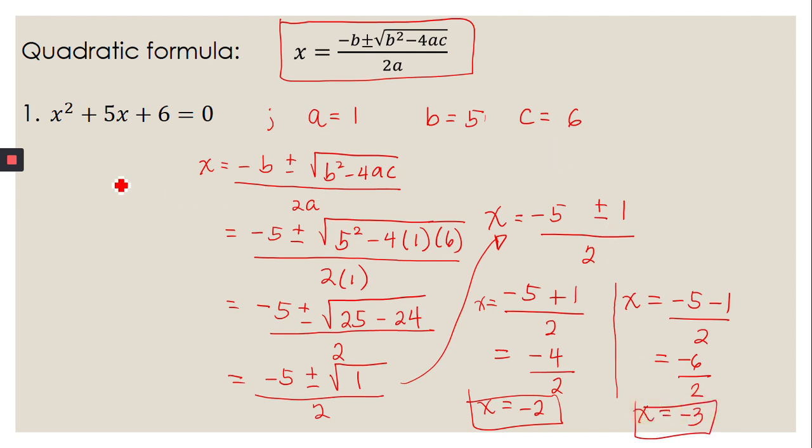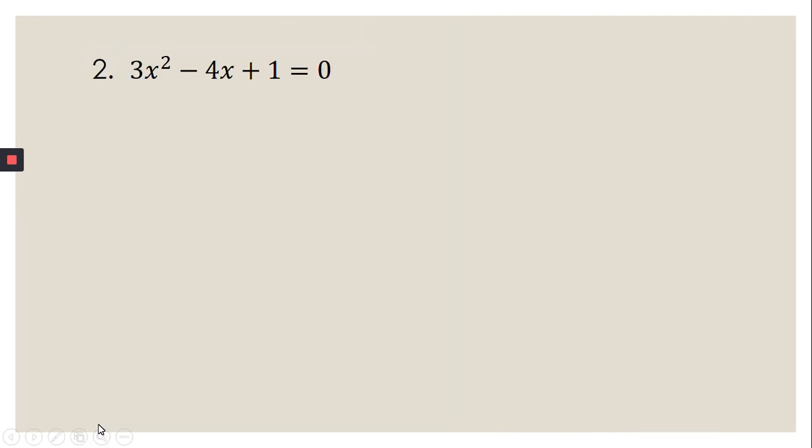So the solutions are negative 2, negative 3. Right? Let's have the next one. 2x squared minus 4x plus 1. The first thing that you need to do is to identify your A, B, and C.